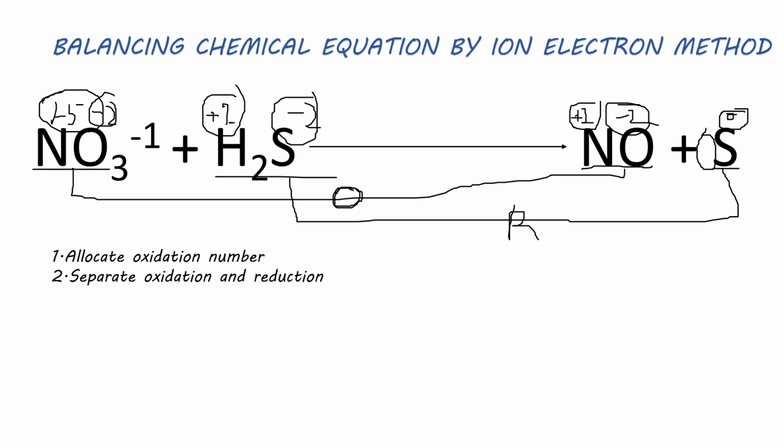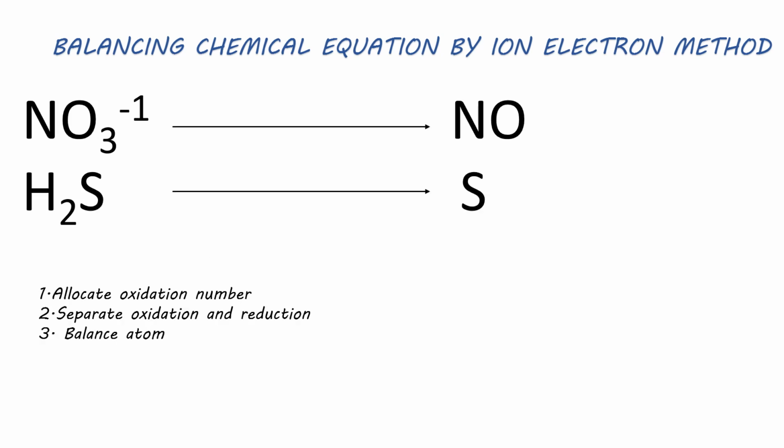So let's move on to the next step. In this step we have to balance the atoms. How will we balance the atoms? There is a way to balance atoms. There are basically two types of medium. The first one is the HOH medium, that is a basic medium, and the H plus medium, that is an acidic medium.